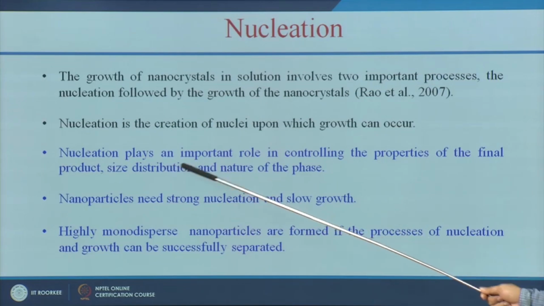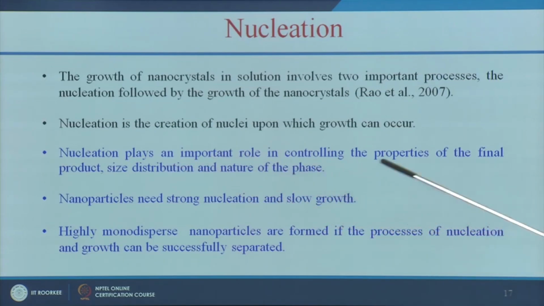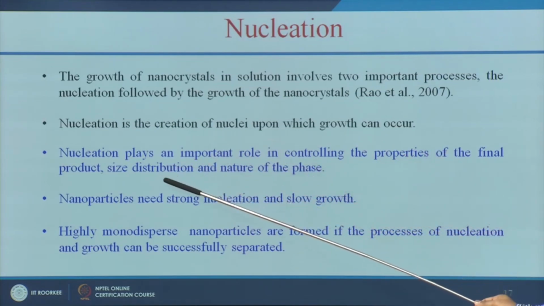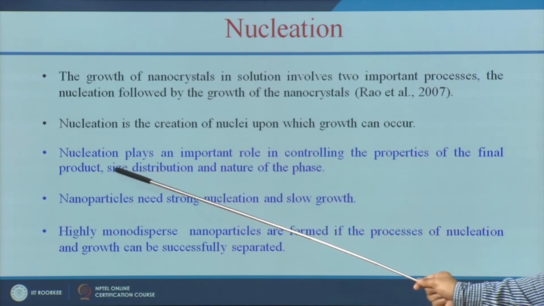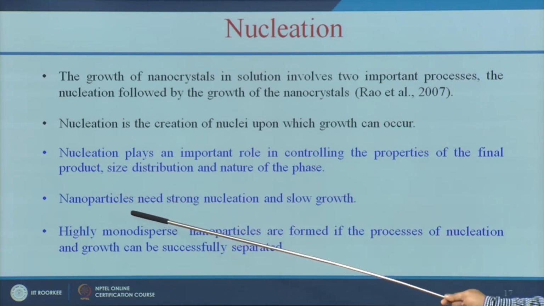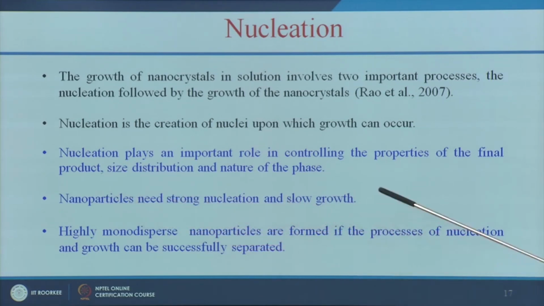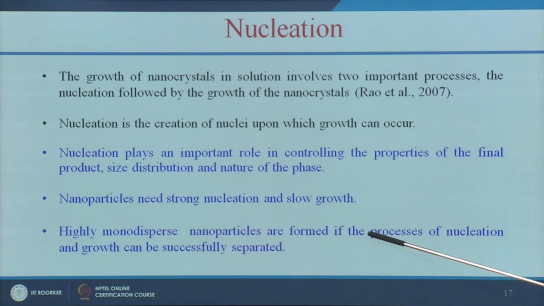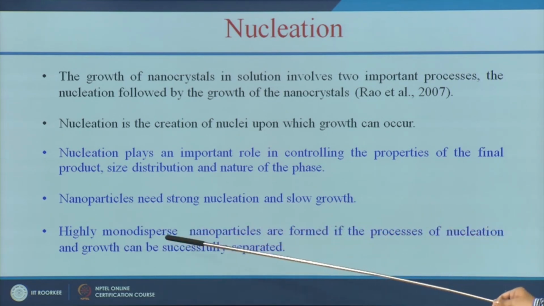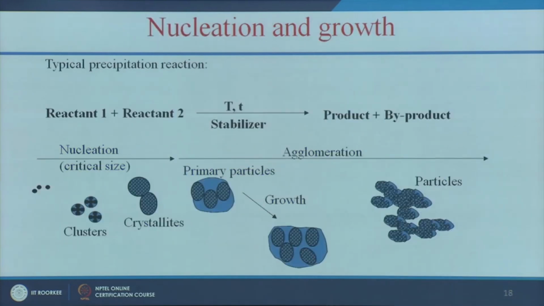So, this nucleation plays a very important role in controlling the properties of the final product like size distribution as well as the nature of the phase. For making very small size nanoparticles, you need a strong nucleation and slow growth. So, you can get highly uniform size particles if the process of nucleation and growth can be successfully separated.